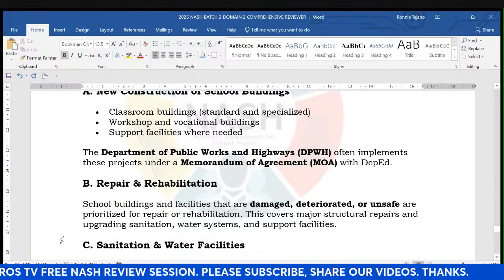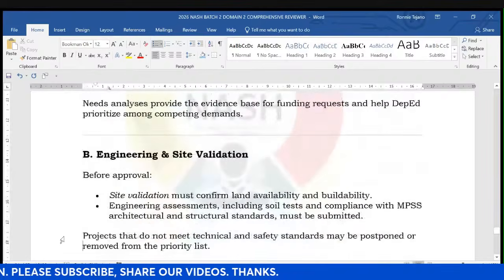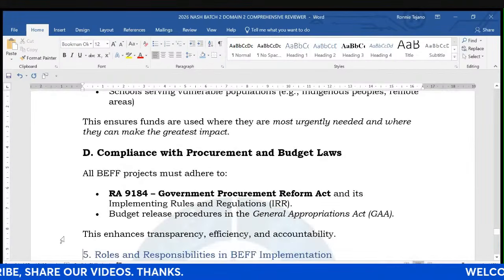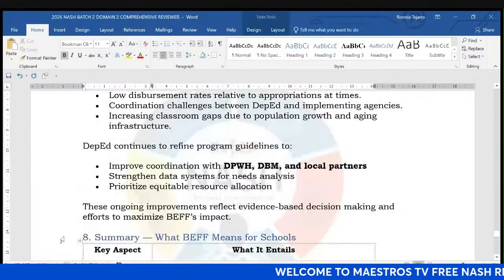Wala na yan, no? DPWH. Saan na yung isa?